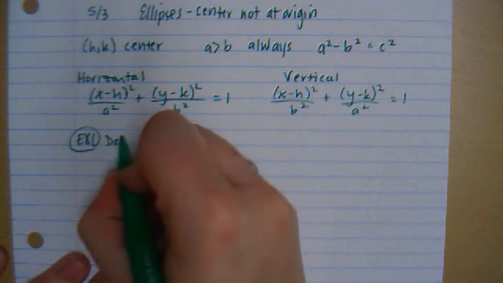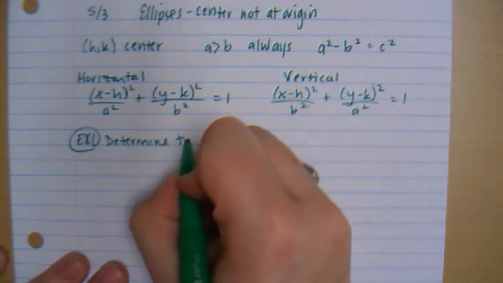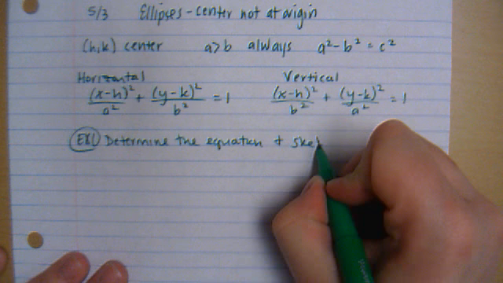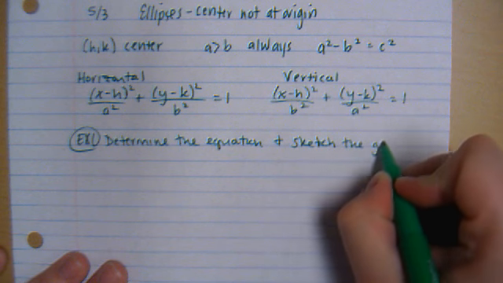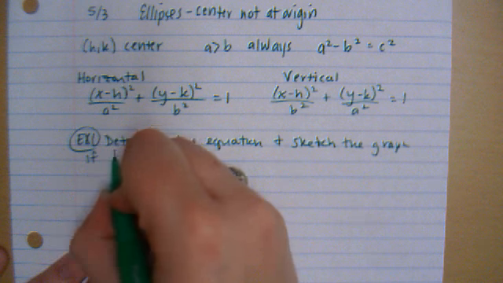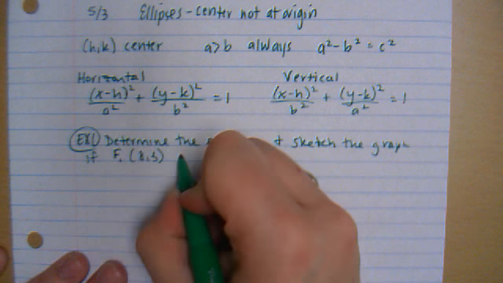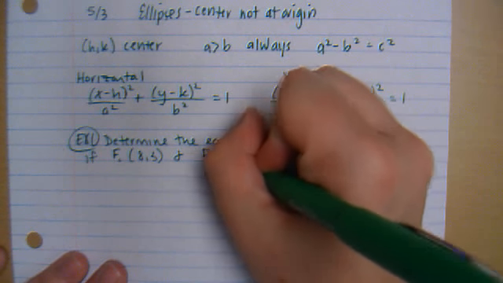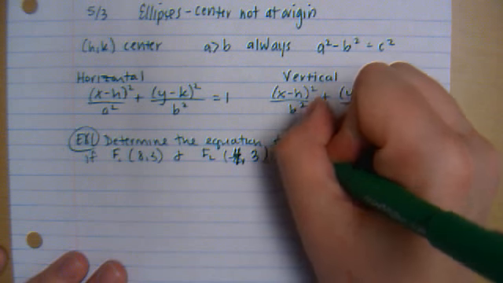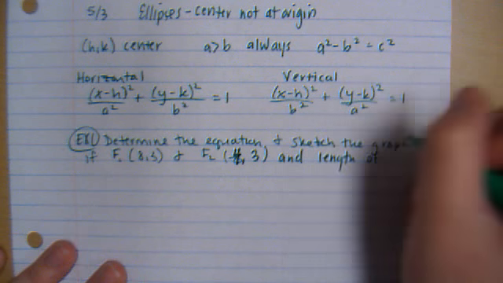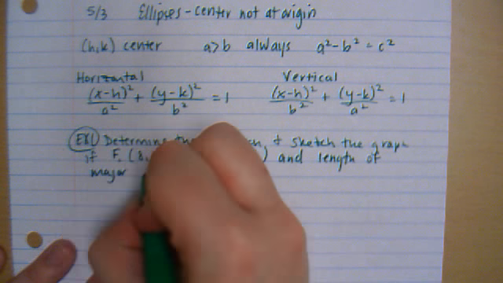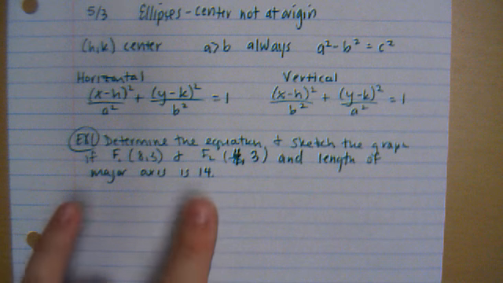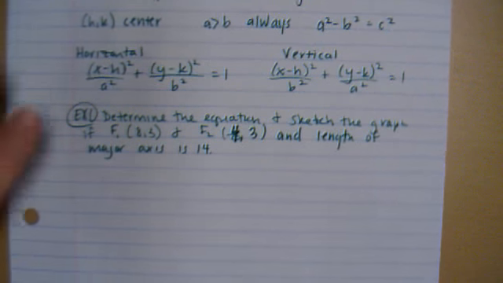I want to determine the equation and sketch the graph if my first focus is at (8, 3) and my second focus is at (-4, 3), and the length of the major axis is 14. Okay, so here they give me already the foci. They tell me what those are.